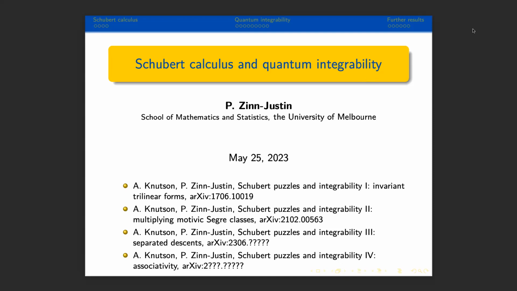This is a big subject, and we're scratching the surface of the iceberg. Thanks for the invitation. This is joint work with Allen. It's something we've been working on for by now six, seven years to try to apply ideas from quantum integrable systems to Schubert calculus, which is an area of enumerative geometry.